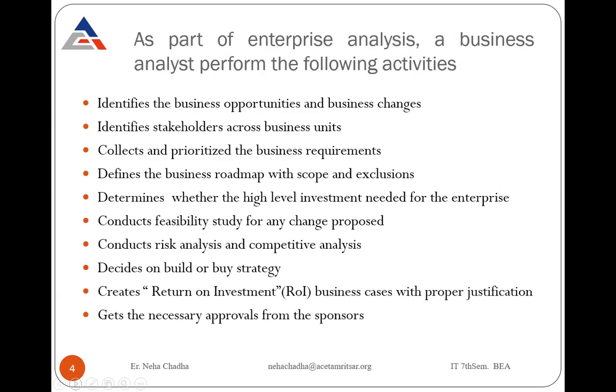First is identifies the business opportunities and business changes. That means if any enterprise is working, what are the different opportunities related to that enterprise? Why do those opportunities need to be changed? If one person is establishing an enterprise, what is the motive to establish it? What is the person looking for? Then, as different types of stakeholders are associated with an enterprise, find out which stakeholders are required. Then, if a number of requirements are there, prioritize them, that is, which requirement is to be handled first, and after that the second requirement will be considered. Then is the business roadmap, that means which strategy should be followed, which things to be added and which to be deleted, that is, which things have scope and which are in the exclusion section.